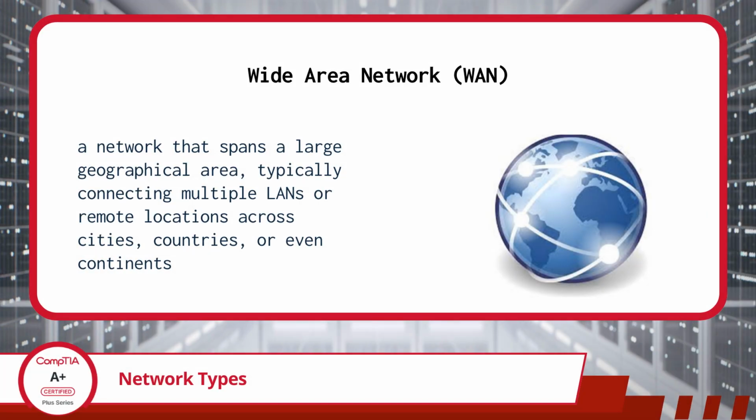Now, let us expand our horizon to wide area networks, or WANs. WANs cover a much larger area than LANs, or WLANs. A WAN is a network that spans a large geographical area, typically connecting multiple LANs or remote locations. WANs are used to connect networks across cities, countries, or even continents. They enable long-distance communications and data exchanges between geographically dispersed sites. The Internet itself can be considered a massive WAN, connecting networks worldwide.